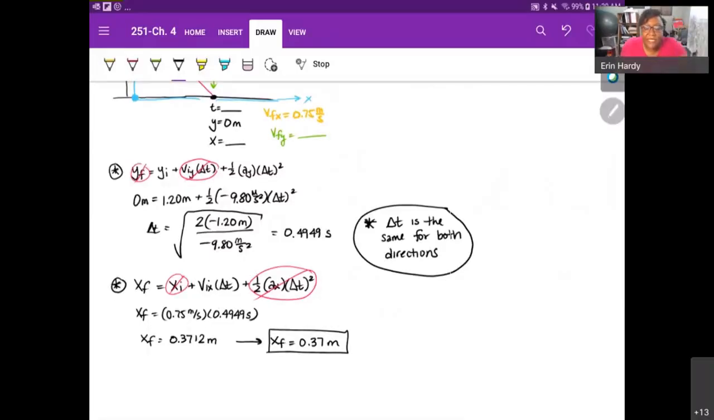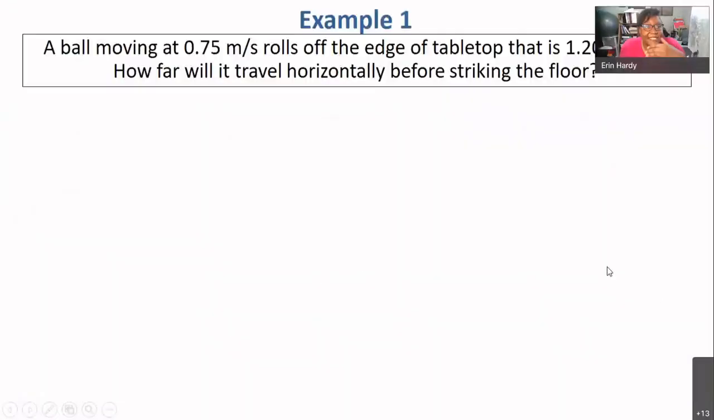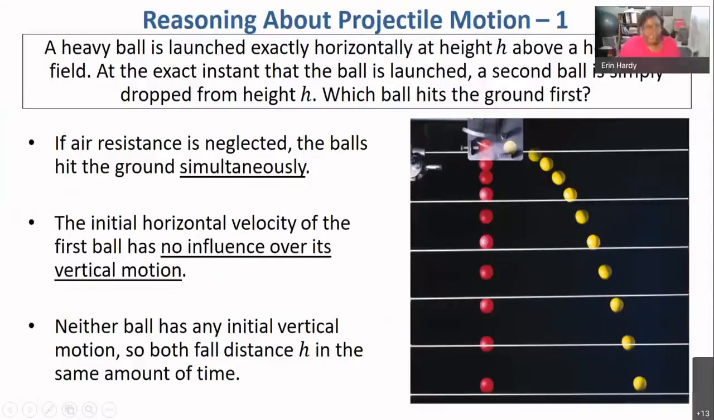Okay, let's see. Swap over here. And now let's take a look at this reasoning about projectile motion topic. It'll probably be where we finish off today's meeting.